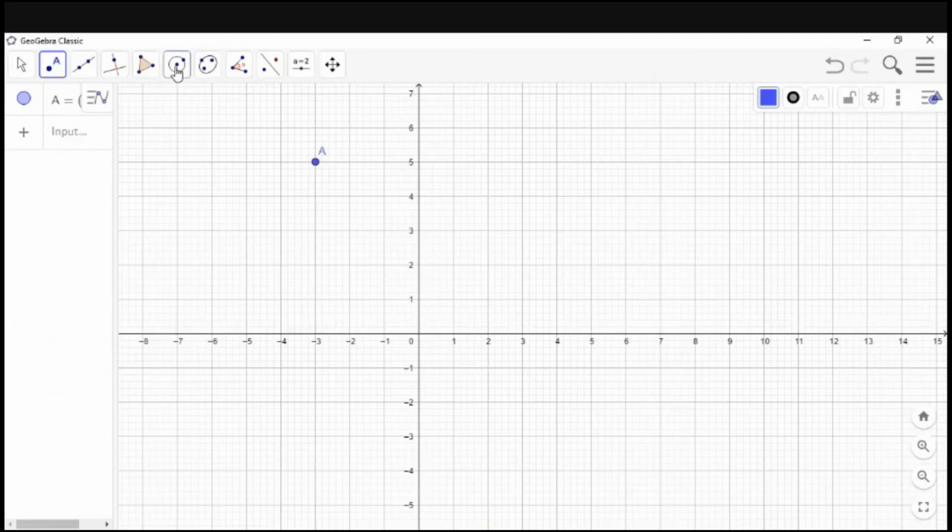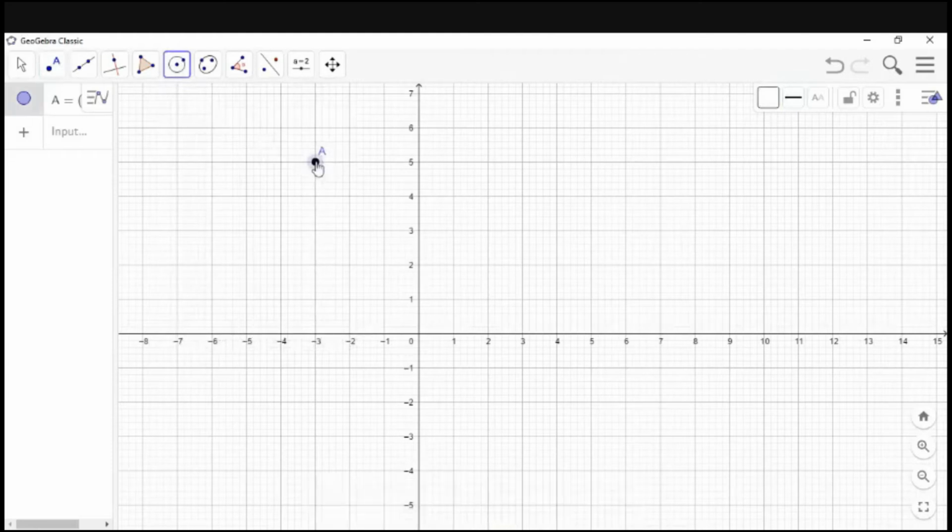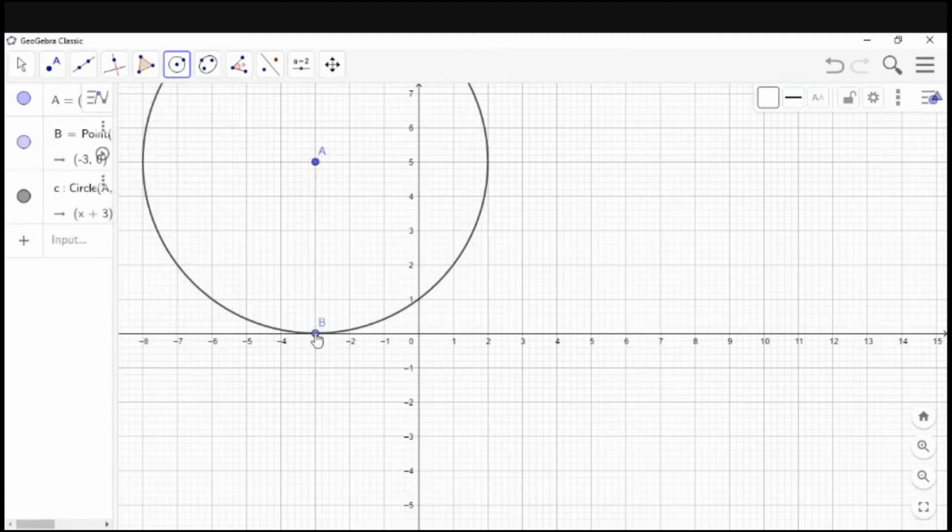Let's try to draw the graph of the circle and see where it will touch the x-axis. So as you can see from the given, it touches point negative 3, 0. So that means we have the center at negative 3, 5, and it touches the x-axis at negative 3, 0.